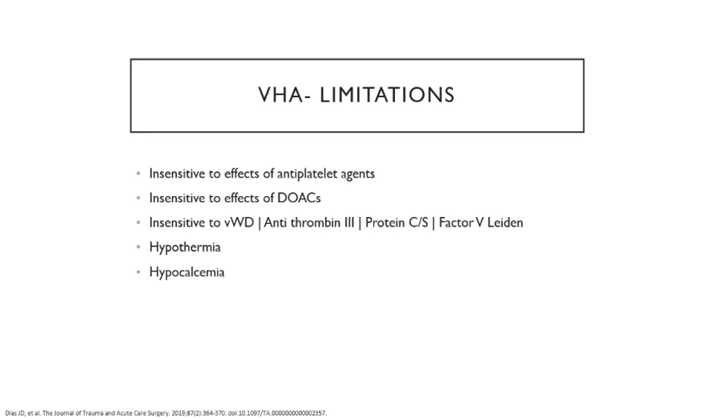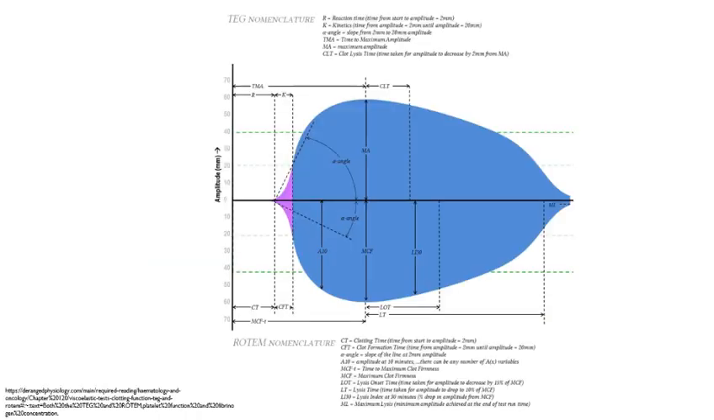The commonly used viscoelastic hemostatic assays are thromboelastography, also known as TEG, and rotational thromboelastometry, known as ROTEM. Both measure dynamic viscoelastic properties of blood as it clots. TEG uses a stationary cup with a rotating pin, whereas ROTEM uses a rotating cup with a stationary pin. The diagram illustrates the varying parameters reported by each individual viscoelastic hemostatic assay. Though reported in different terms, they often represent a similar phase of hemostasis.